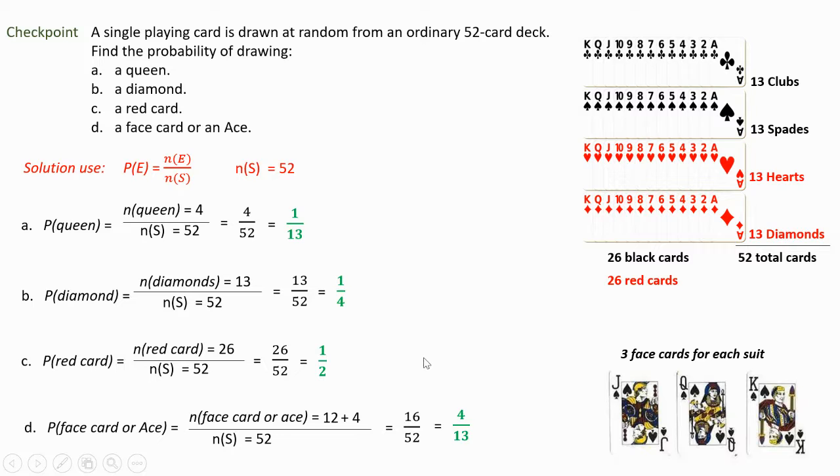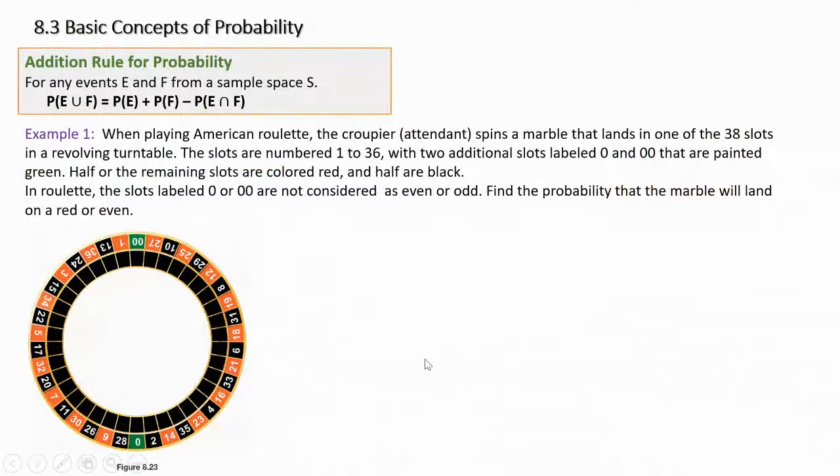Okay? Let me move on then. This is section 8.3, called Basic Concepts of Probability, and this example comes straight from the book. This is called the addition rule for probabilities. For any events E and F from a sample space S, the probability of E union F is equal to the probability of E plus the probability of F minus the probability of E intersect F. So this is a formula that we're going to be using. Now, example number 1.